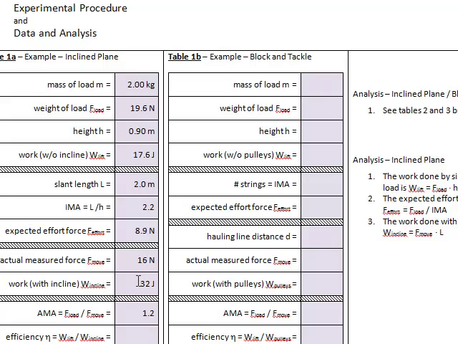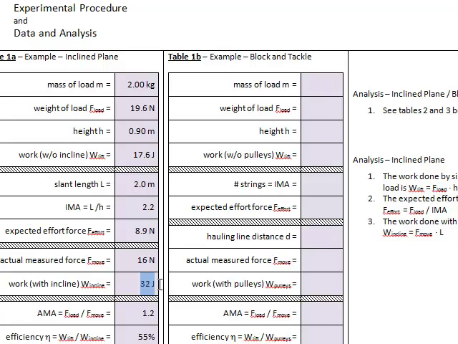The efficiency is the lifting work divided by the incline work, so 17.6 divided by 32 comes out to 55%. Ideally, we would get for an efficiency 100%, meaning that no matter how you do it, you exert the same amount of work. That means no matter how you do it, by lifting or by work with the incline, you come up with the same amount of work.